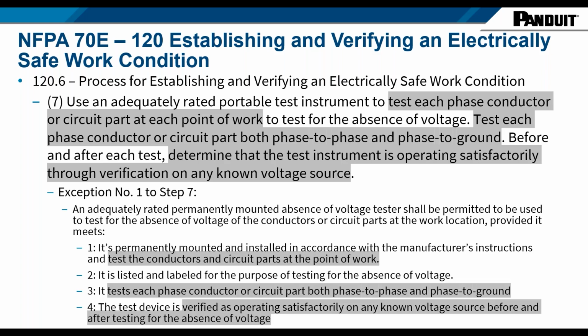Exception number 1 to 7. This is where AVTs come in. This is an exception to step number 7. So essentially, an alternate method that you can use to accomplish step 7 is with an absence of voltage tester. A permanently mounted absence of voltage tester can be used for this. In the sections I've highlighted, you'll see that it tests conductors and circuit parts at the point of work, very much the same way as the first highlighted section in the original step 7.